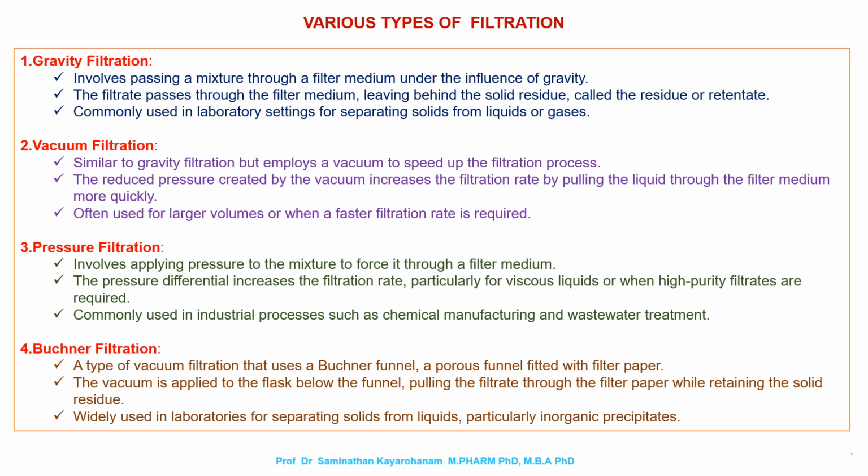3. Pressure filtration involves applying pressure to the mixture to force it through a filter medium. The pressure differential increases the filtration rate, particularly for viscous liquids or when high purity filtrates are required. Commonly used in industrial processes such as chemical manufacturing and wastewater treatment. 4. Buchner filtration, a type of vacuum filtration that uses a Buchner funnel, a porous funnel fitted with filter paper. The vacuum is applied to the flask below the funnel, pulling the filtrate through the filter paper while retaining the solid residue. Widely used in laboratories for separating solids from liquids, particularly in organic precipitate.